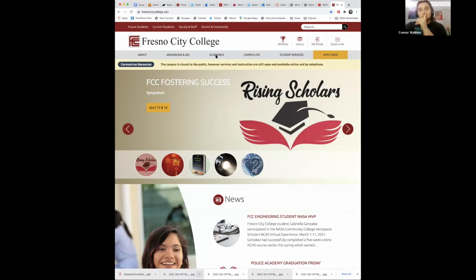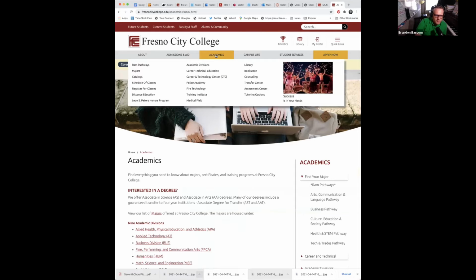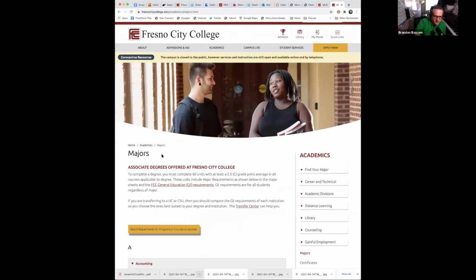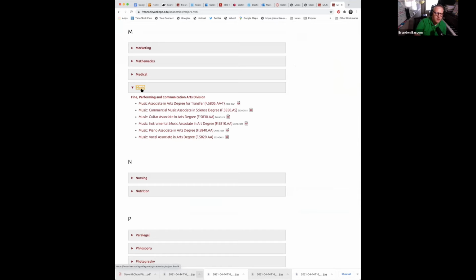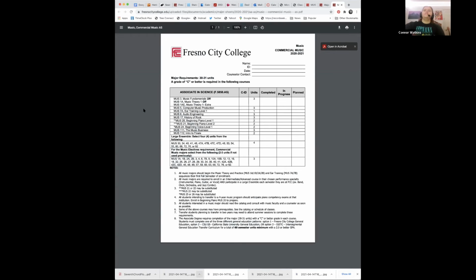On this webpage, we're going to come here to the academics tab. Under academics, we're going to come here to majors. Under majors, we're going to go to M for music. Under M for music, second from the top, the commercial music associate's degree. There's your college map.